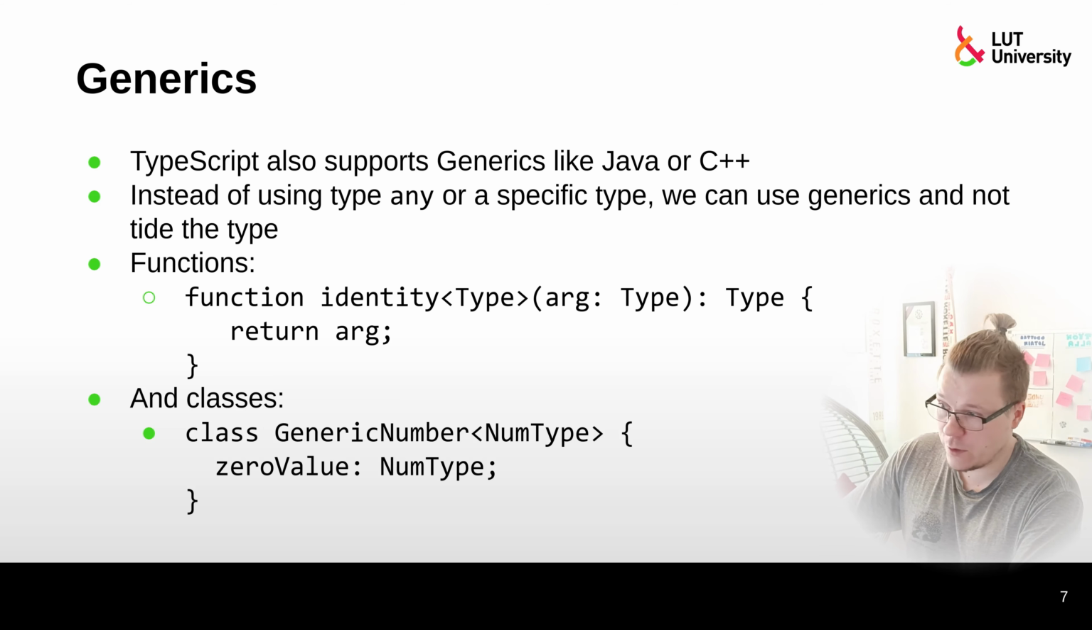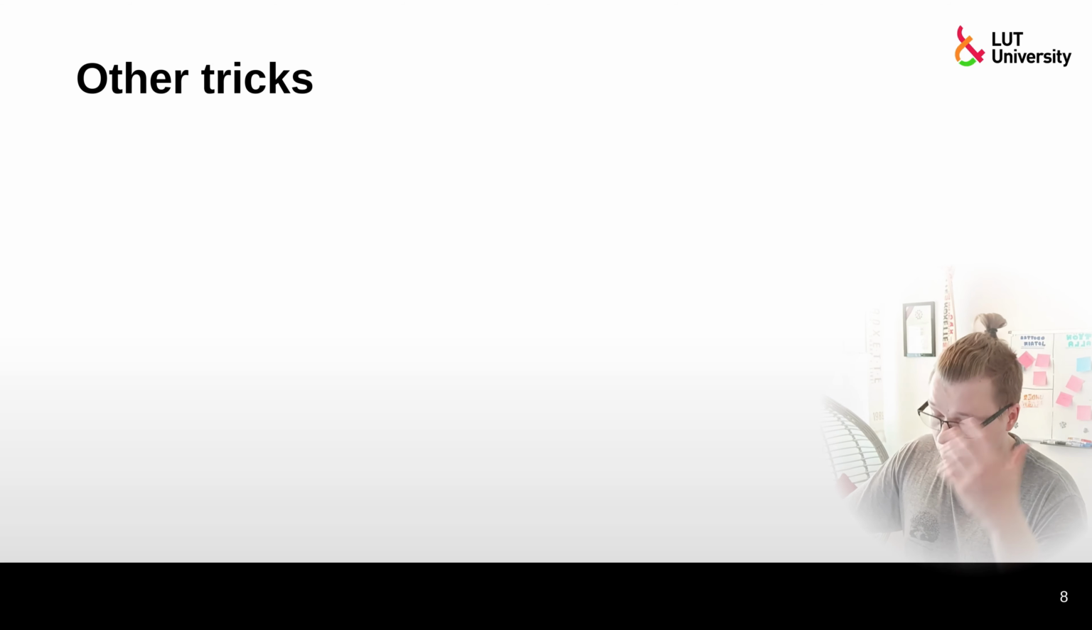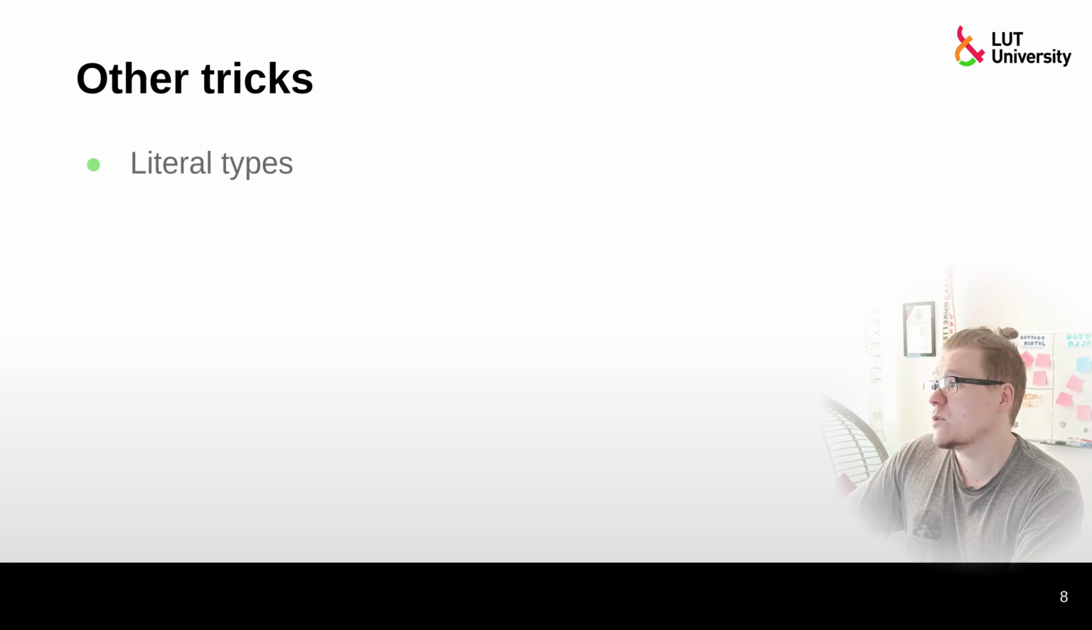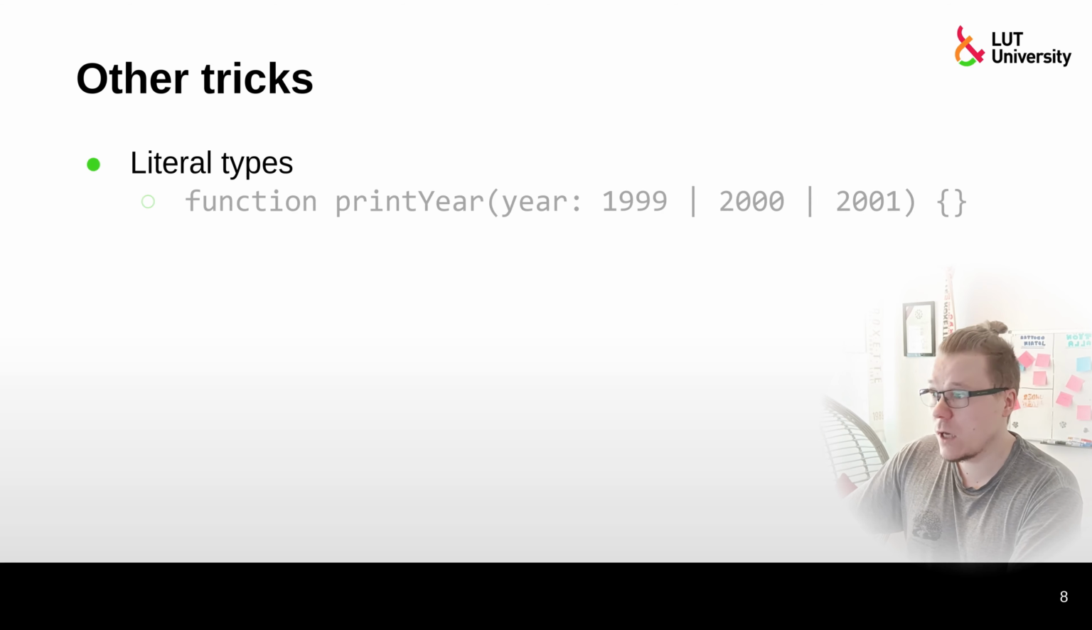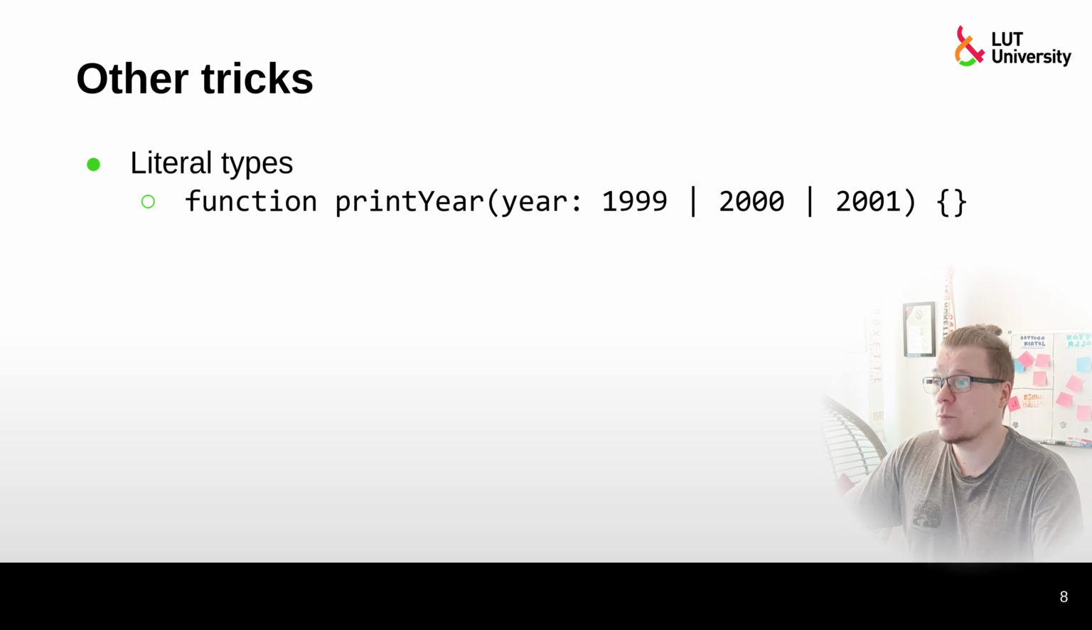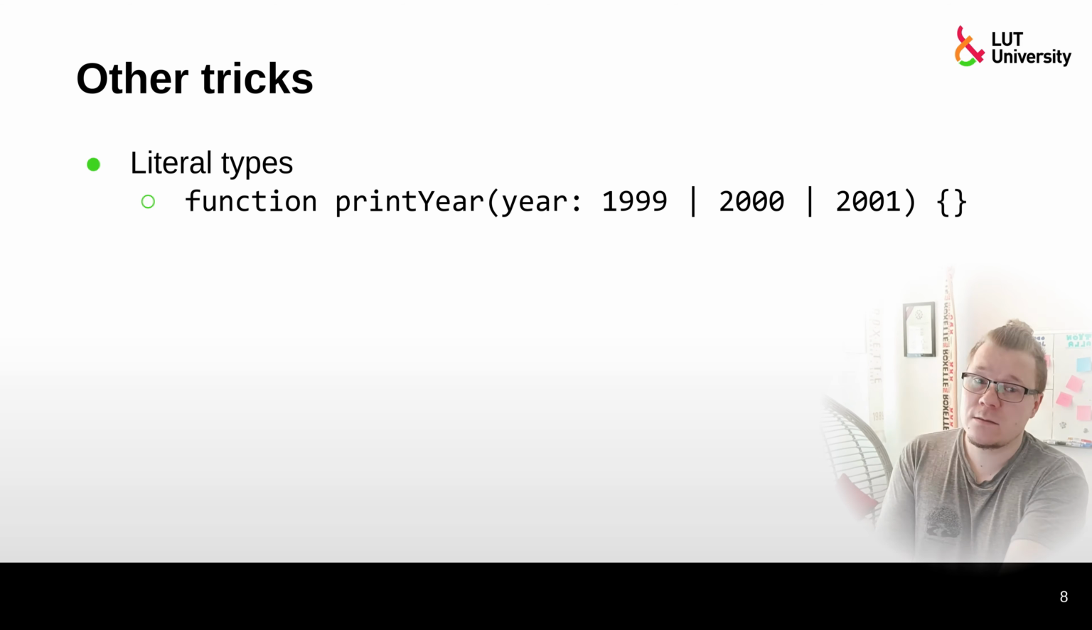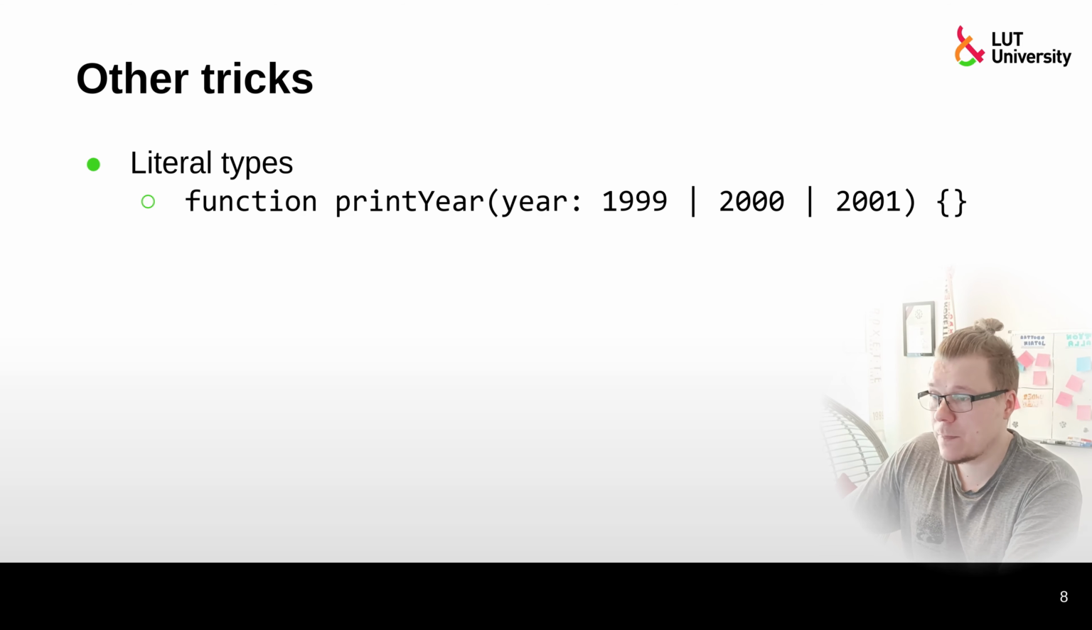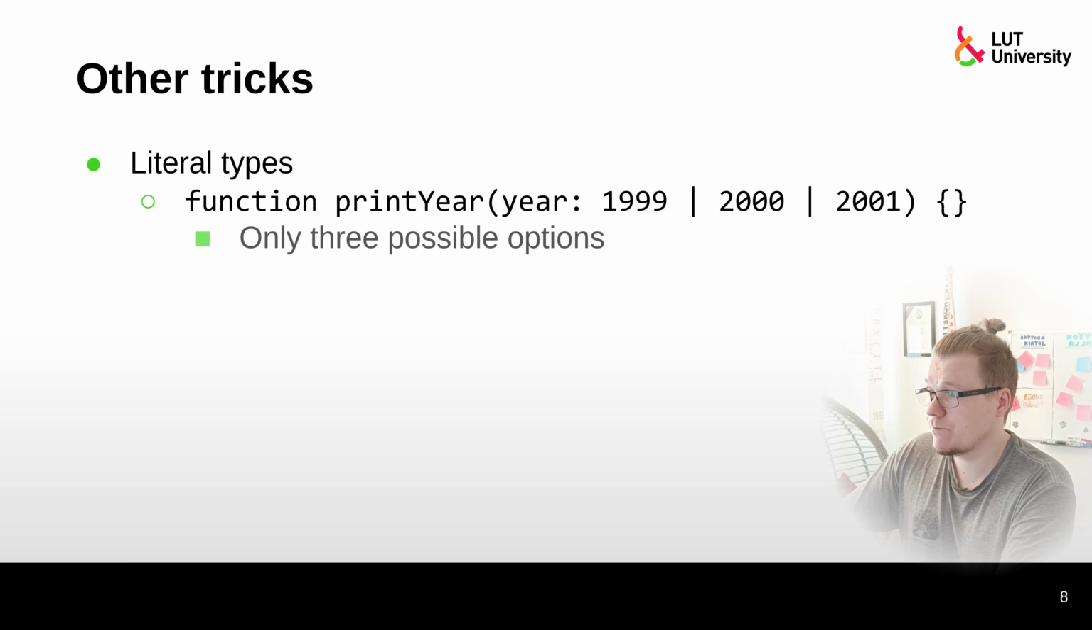There are plenty of other tricks in TypeScript, so we could have literal types. For example, here we have a function print year that has a parameter year that can accept only values 1999, 2000, or 2001. Other values are not accepted. So there are only three possible options.